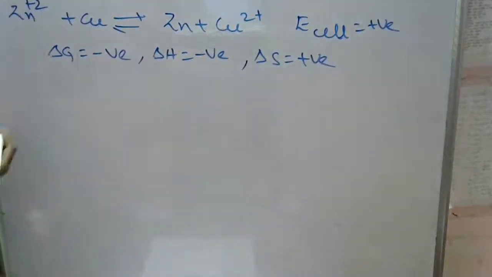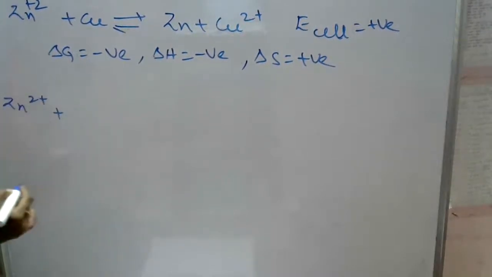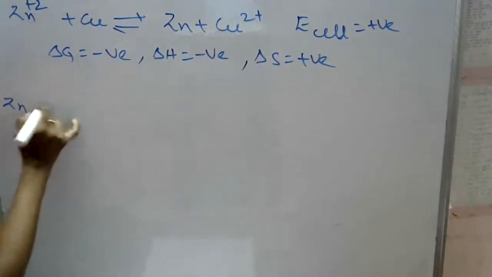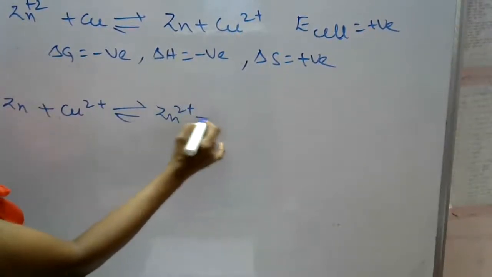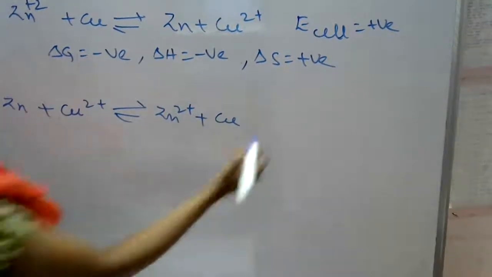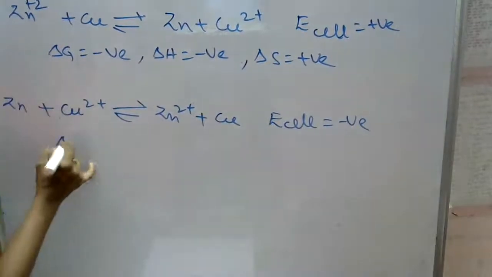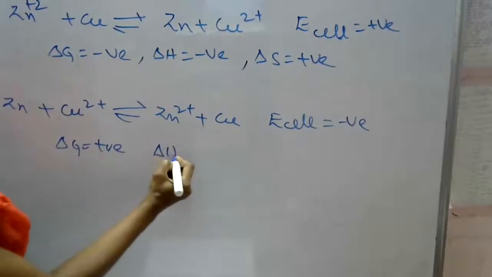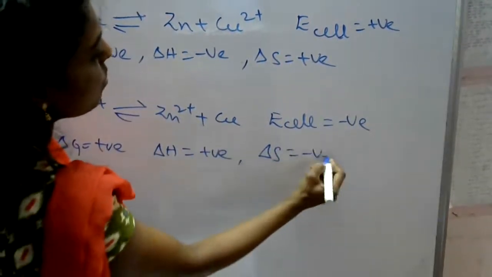Okay, so next reaction condition. Here E cell is negative. At that time, delta G becomes positive, delta H becomes positive, delta S becomes negative.